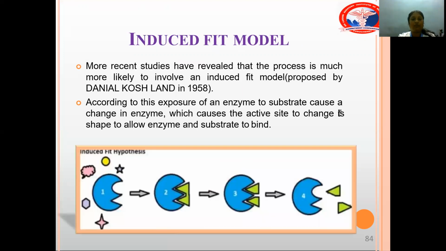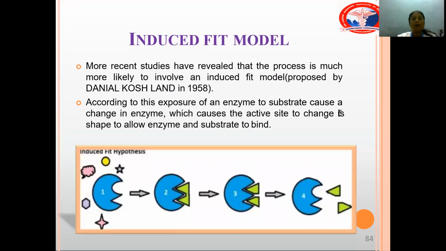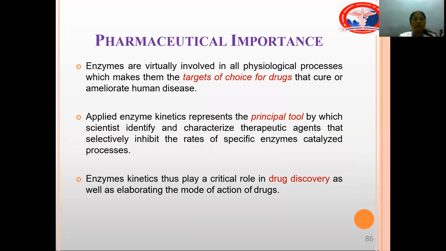Whereas the induced fit model was proposed by Daniel Koshland in 1958. According to this, exposure of the enzyme to the substrate induces a conformational change in the enzyme, which causes the active site to change its shape to enable the enzyme and substrate to bind properly. Here you can see the substrate, after binding to the active site, is inducing a change in it and making the active site more favorable for further substrate binding.